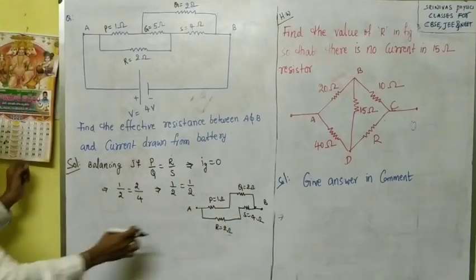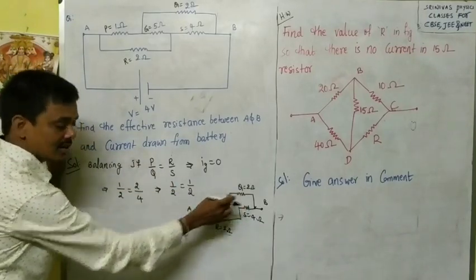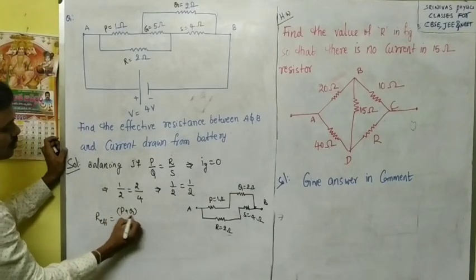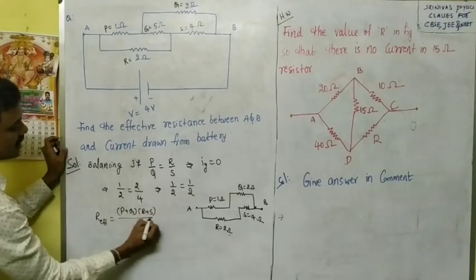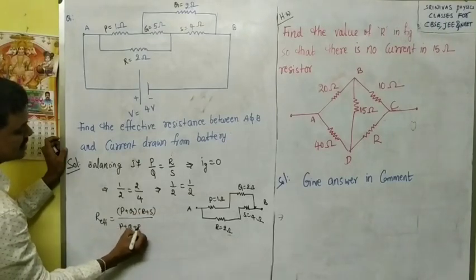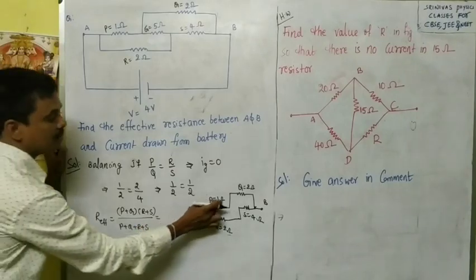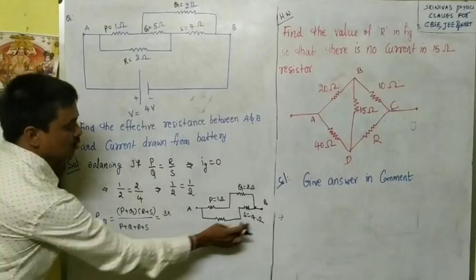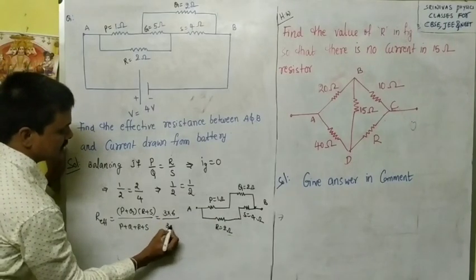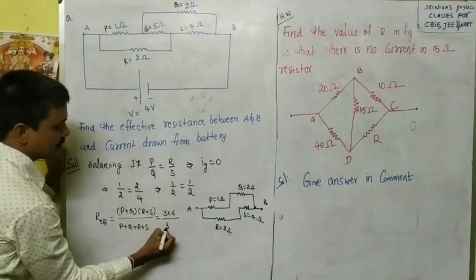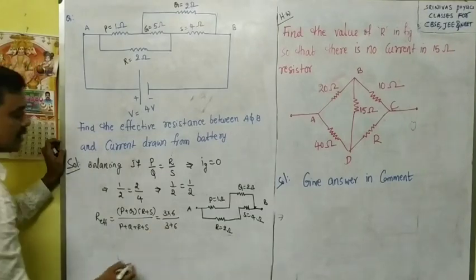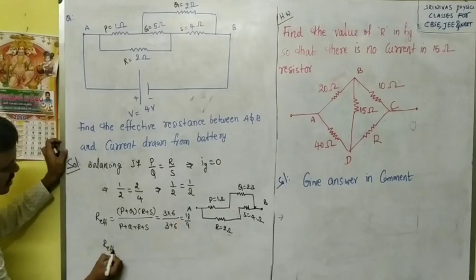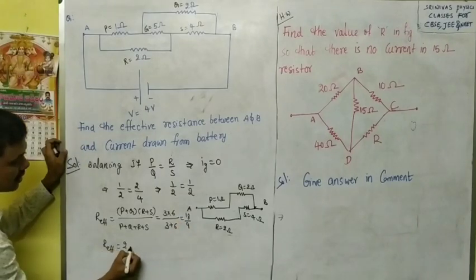Then what is the effective resistance? These two are in series, right? What is the formula for the effective resistance? Directly we can also write P plus Q into R plus S by P plus Q plus R plus S. Substituting: 1 plus 2 is 3, 2 plus 4 is 6, so 3 into 6 by 3 plus 6. Simplify this and you get 18 by 9, so the effective resistance is 2 ohms.